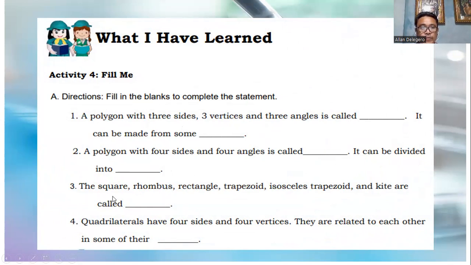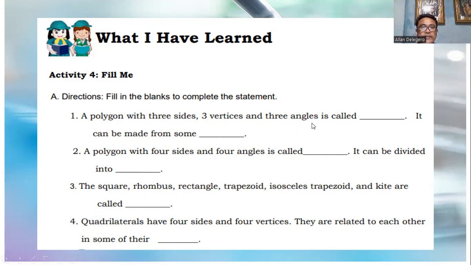3, the square, rhombus, rectangle, trapezoid, isosceles trapezoid, and kite are called blank. 4, quadrilaterals have 4 sides and 4 vertices. They are related to each other in some of their blank. Okay, check your answers.